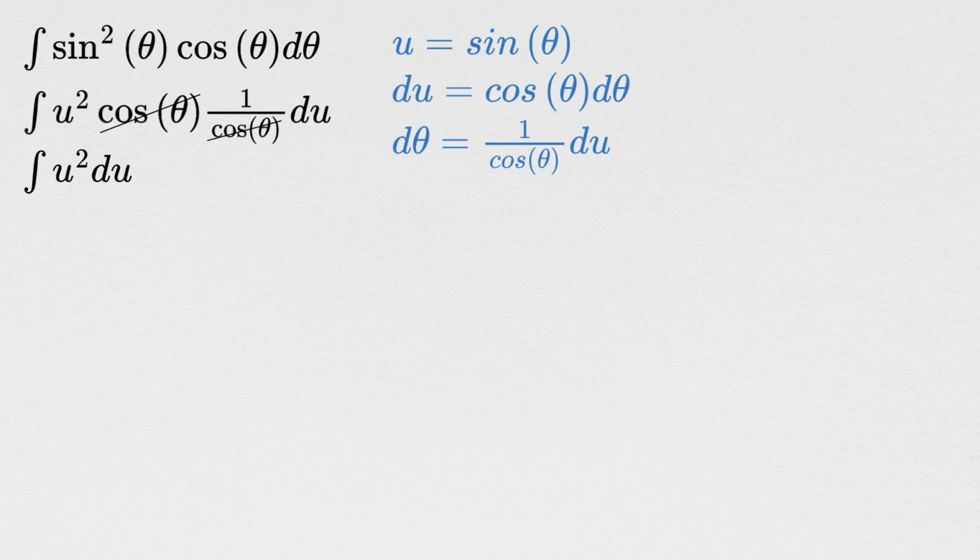We know we chose the right value for u because we have an integral entirely in terms of u now. Integrating gives us 1/3 u to the 3rd, and replacing u with our original expression gives us 1/3 sine cubed of theta. Then we just add plus c for our constant of integration.